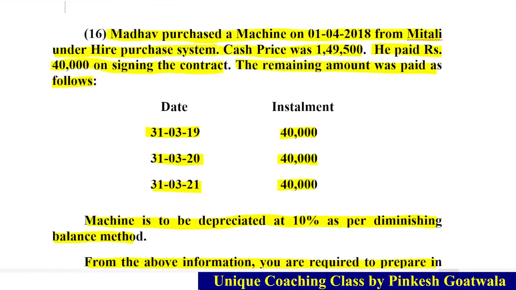So what is the twist point here? Everything is available. Cash price is available, down payment available, all installments available. So what is the twist point here? The twist point is rate of interest. In this question you don't have a rate of interest. Everything is given, only the rate of interest is missing.